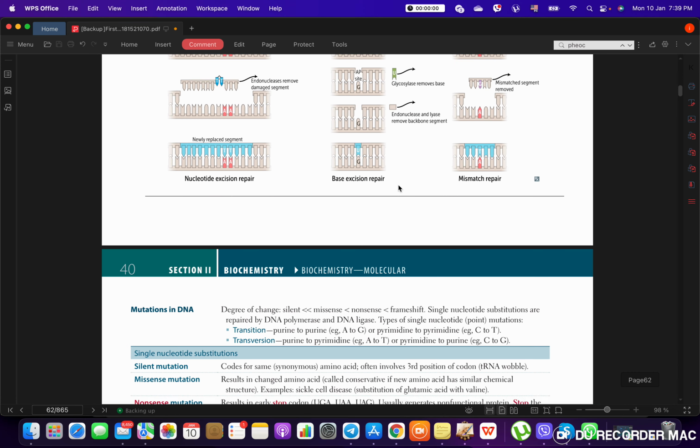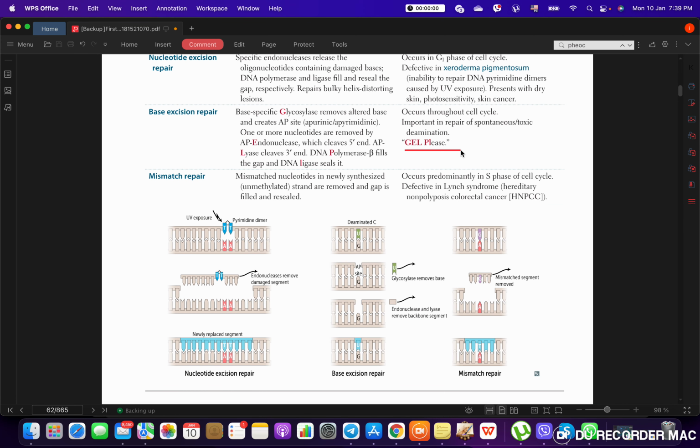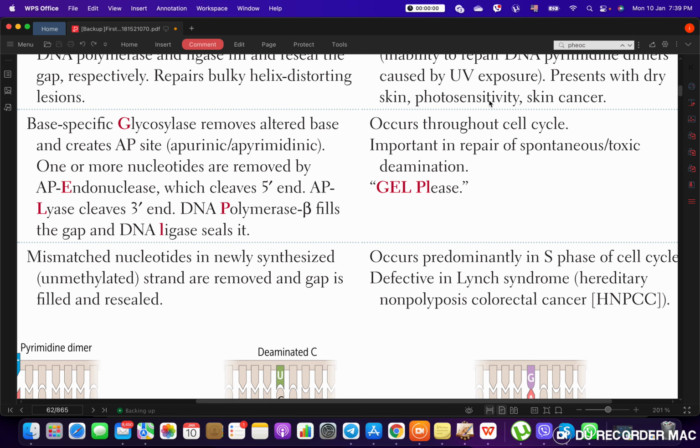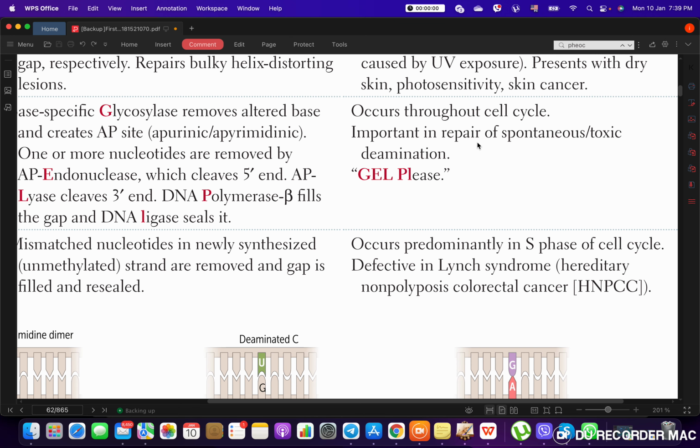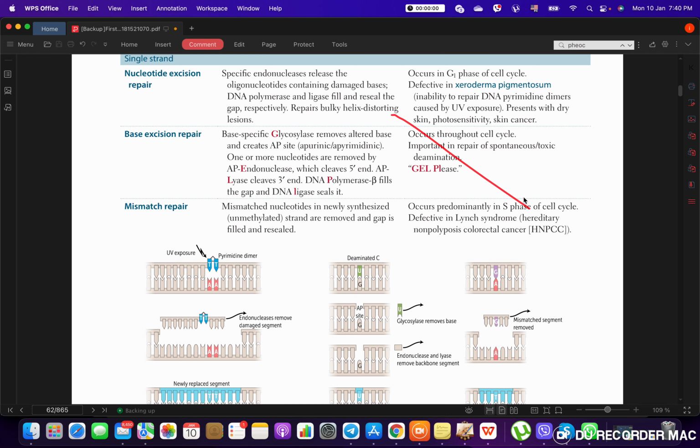Good. So basically, the GEL PLEASE mnemonic will always get you the answer correct. Okay? Just know the steps. Glycosylase removes the base. Endonuclease cuts the 5' end, which was on the sugar, of course. It was here, the 5' end. The 3' end is cut by lyase. And then the polymerase and the ligase come in at the end, which reseal the gap. Okay, it occurs throughout the cell cycle. It's important for repair of spontaneous or toxic deamination. They never ask about this. They will literally tell you base excision repair and expect you to know the GEL PLEASE mnemonic.